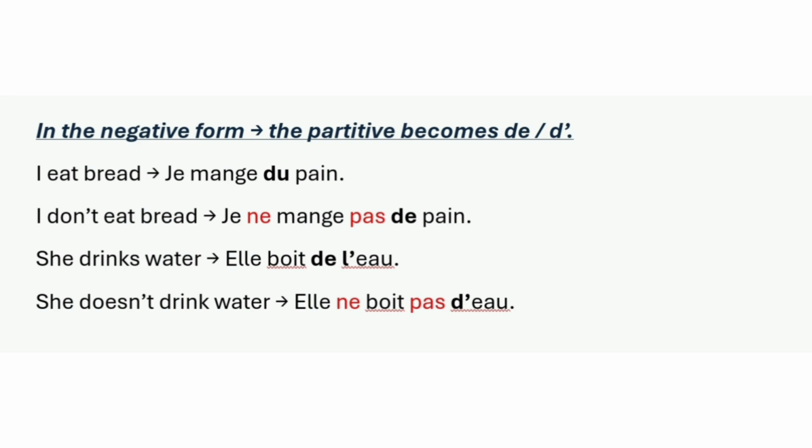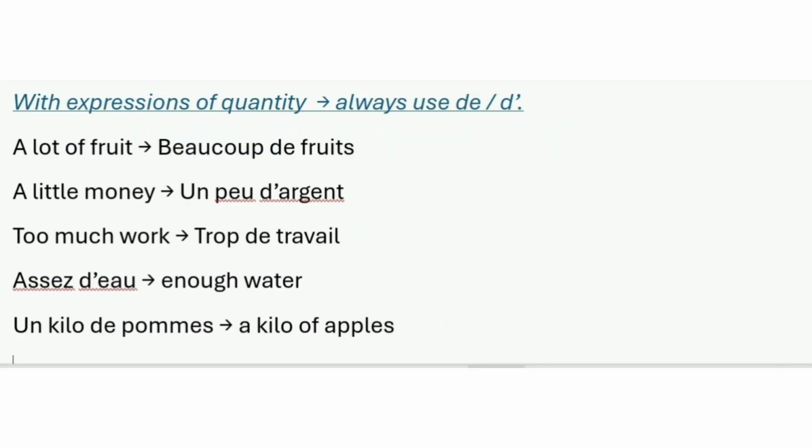Then with expressions of quantity, the expressions which show quantities like a lot of, too much of, enough of, a kilo of, all those quantities. Before quantities also we never accord, we only put the preposition de. That is, a lot of fruit is represented by beaucoup de fruits, and not beaucoup des fruits, because even though fruit is plural, it is only beaucoup de fruits.